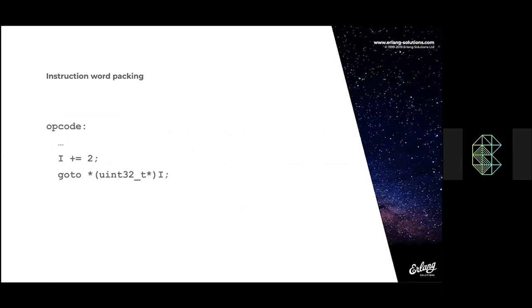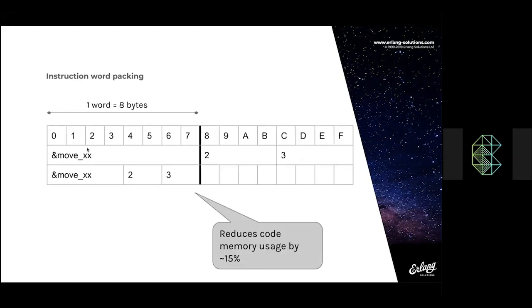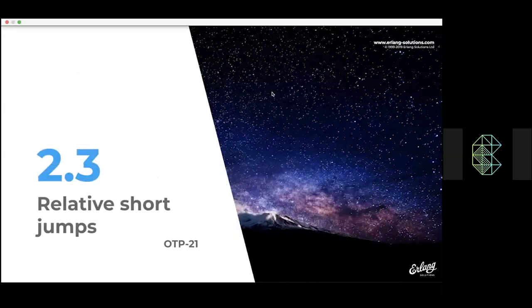So we jump to the pointer as a 32-bit pointer instead. This means that we can do the work and jump to the next instruction in the same thing, but we can start packing these as 32-bit integers instead, and then we can move the arguments, and we save roughly 15% memory usage in the loaded code, which means that we will fit in smaller caches, which means that it will be running faster. So this is a good thing.